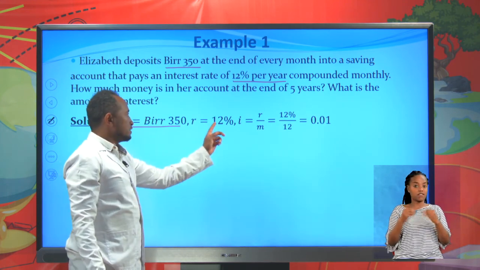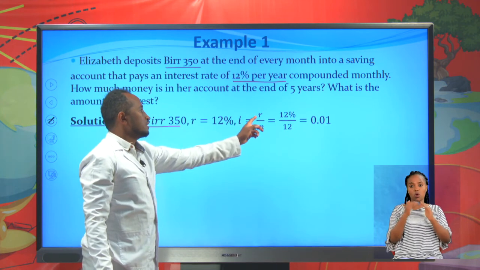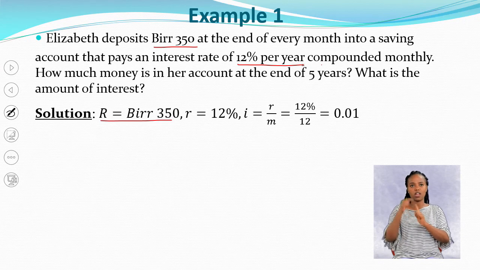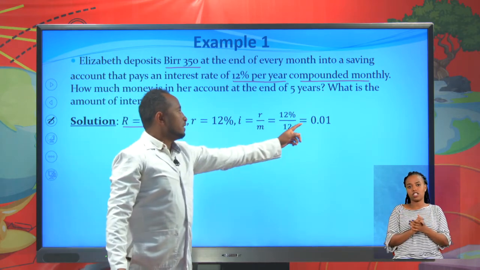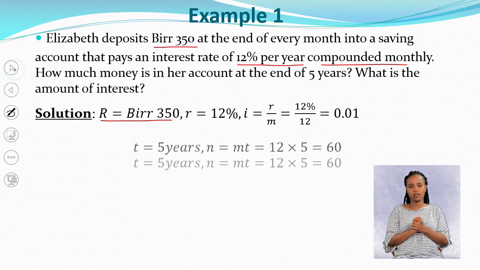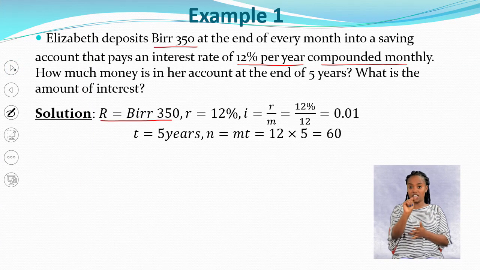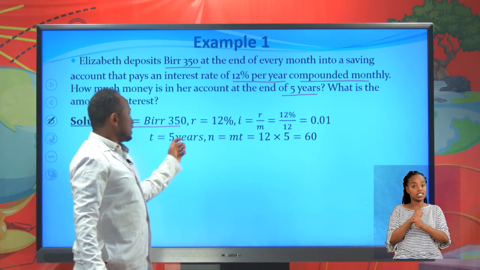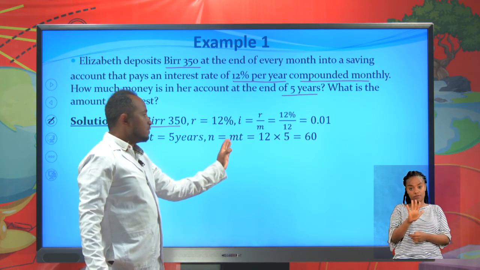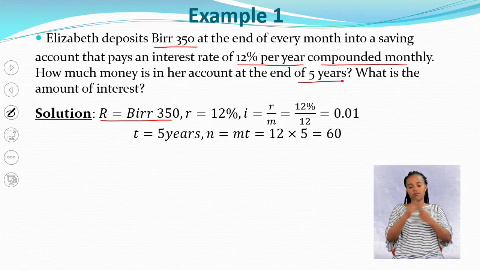So I have to convert this to i. I is given by the interest rate per year divided by the conversion factor. Since the interest is compounded monthly, the conversion factor is 12. So you divide this by 12 and you get 0.01. And t is 5 years. You are asked to find the amount of money at the end of 5 years. I have to convert t to the number of periods. So, you multiply this 5 by the conversion factor. So, 5 times 12 gives you 60. So, we have 60 periods.